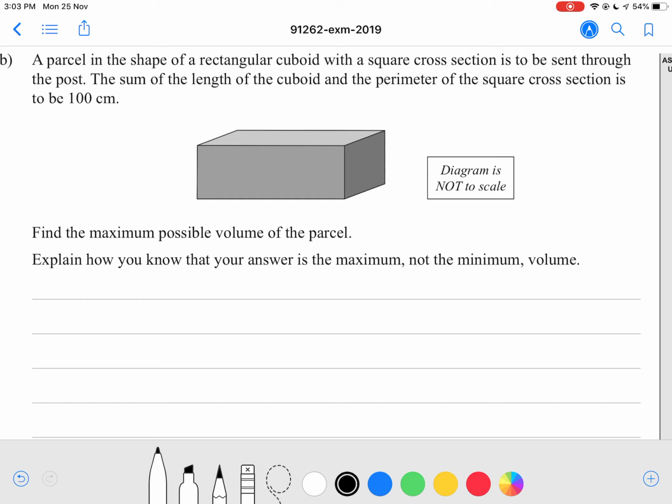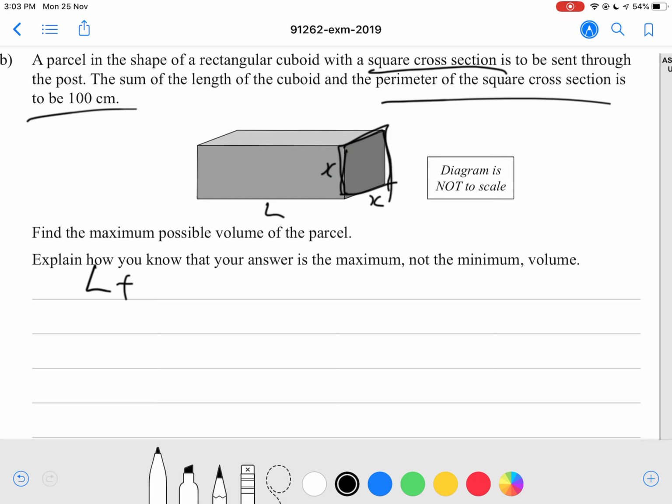Okay, so basically, this is a cuboid, and this is a square cross-section. So this means that this will be a square. So this would be x, and that would be x, and let's just say the length is, for example, L. So for this question, the length of the cuboid, that's L, plus the perimeter of the square cross-section, which is 4x, is to be 100. So if we rearrange this equation for L, we can say L equals 100 minus 4x.